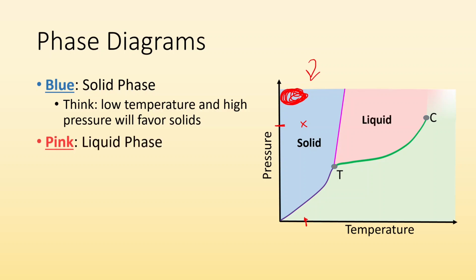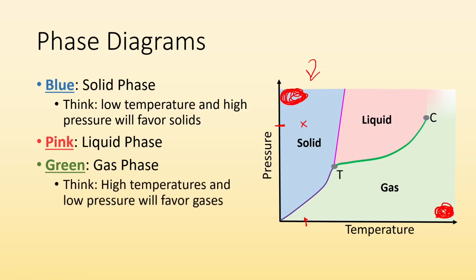For the pink region, that's where the liquid phase exists. The green is where the gas phase exists. And again, I think it through if I can't remember which is what. All right, over here, I got really high temperature and really low pressure. What phase would I expect? I would expect a gas, all right?